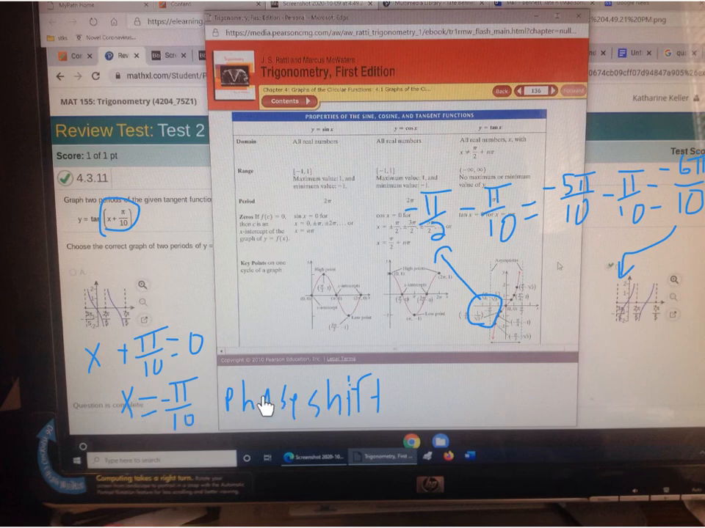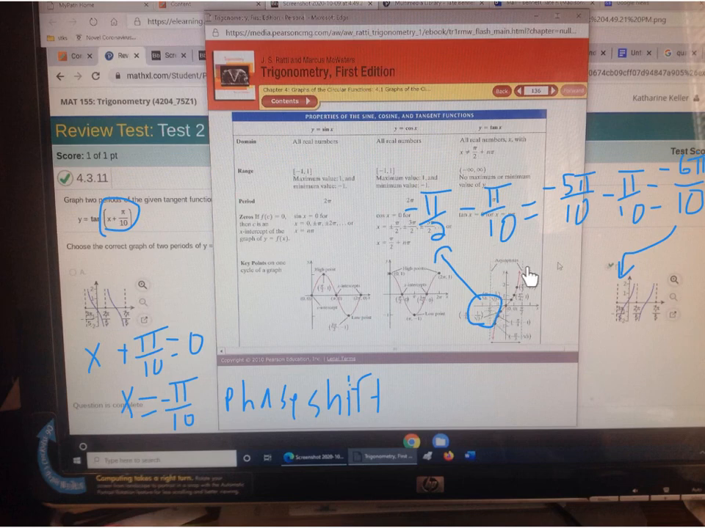That gives us the phase shift. So it's shifted negative pi tenths. The tangent function is going to be shifted to the left pi tenths. So I will go on to page 136, where they have y equals tangent of x graphed.